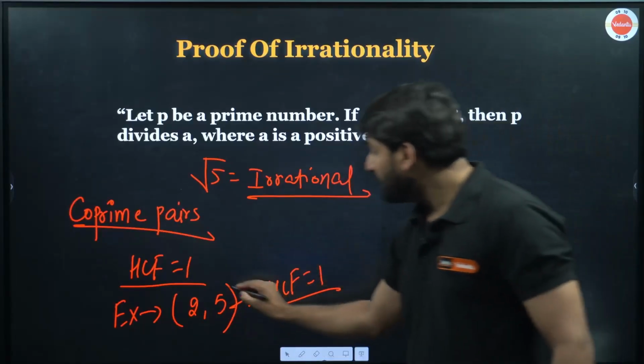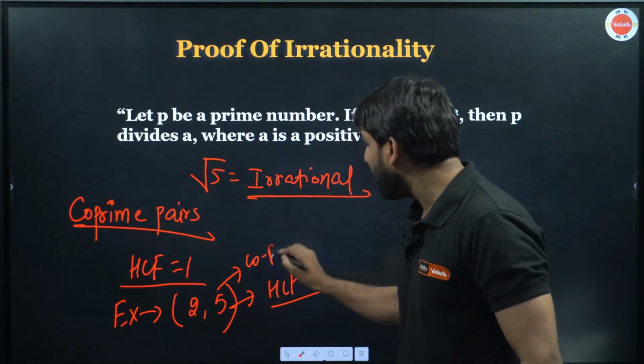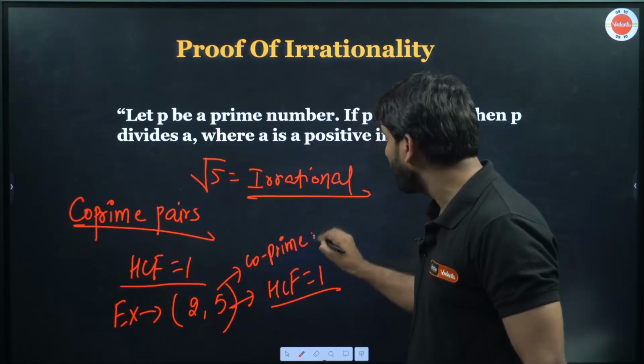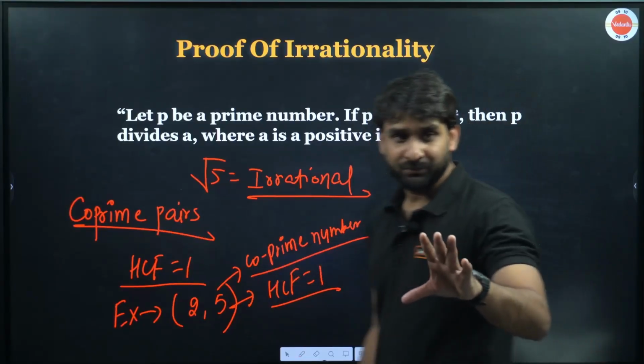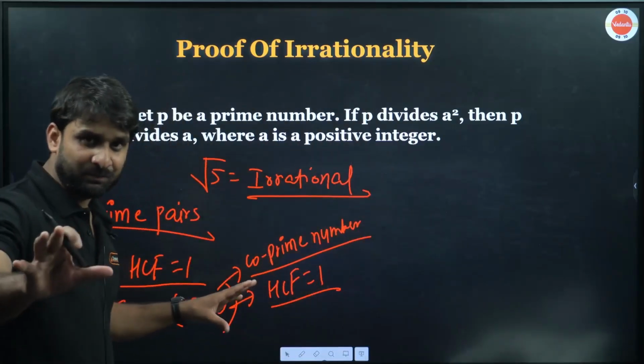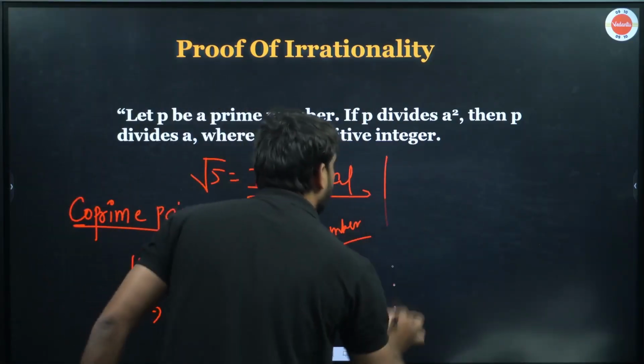So 2 and 5, this is called a co-prime pair. Yeah, we can also say co-prime numbers. I hope you are getting my point. Co-prime numbers, clear? Is it clear to everyone? Now again, some more examples.